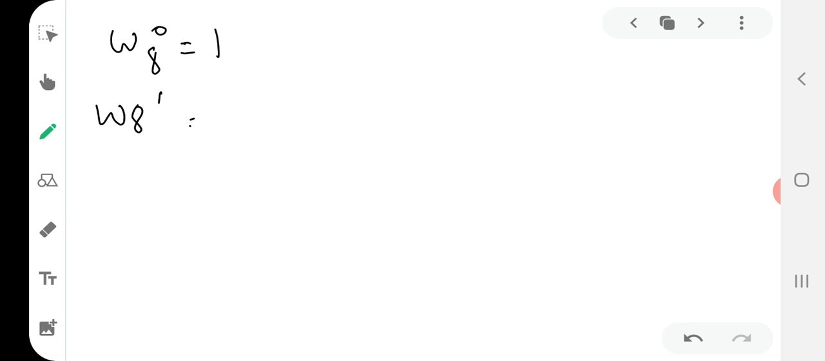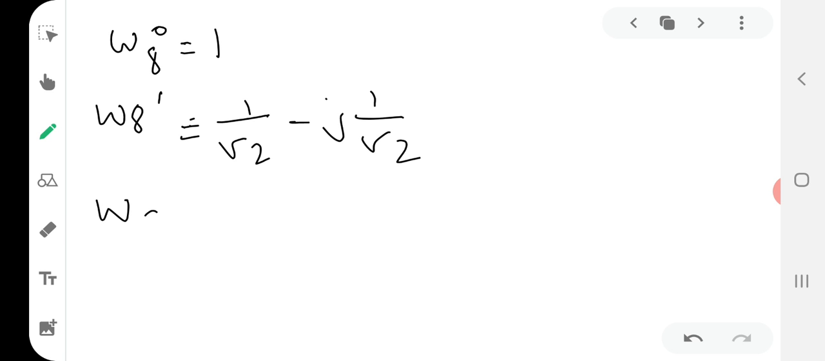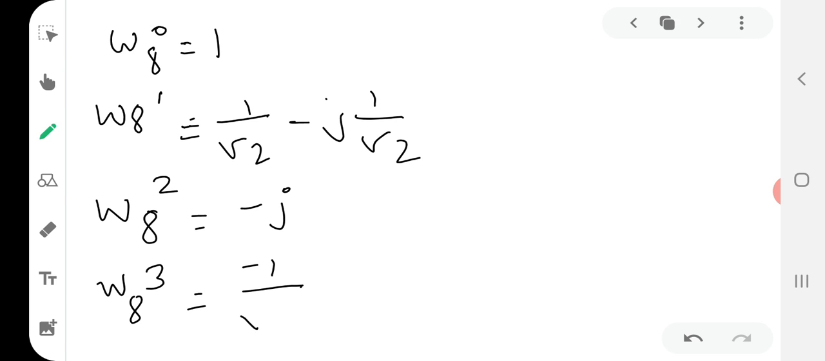And then what is the value of W8 raised to 1? If you substitute e raised to minus j 2 pi n by N, we will get W8 raised to 1 equal to 1 by root 2 minus j into 1 by root 2. Next, W8 raised to 2 is equal to minus j, and W8 raised to 3 is equal to minus 1 by root 2 minus j into 1 by root 2. These are the values we get by substituting.